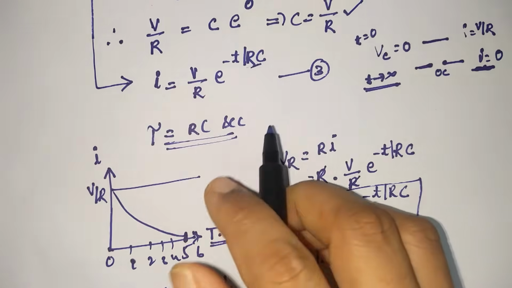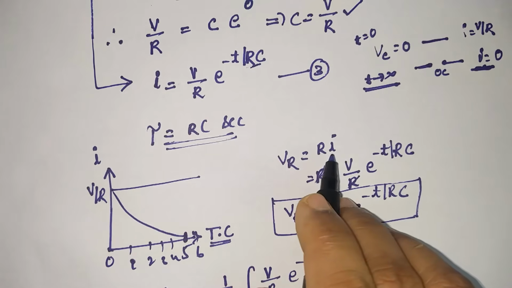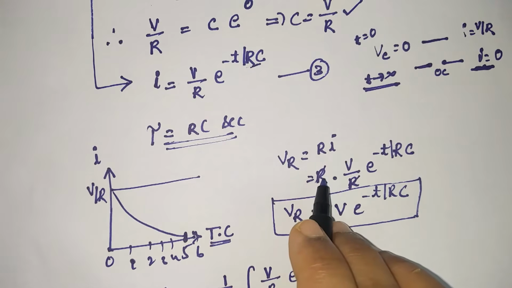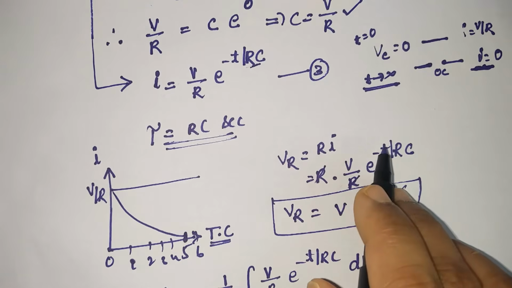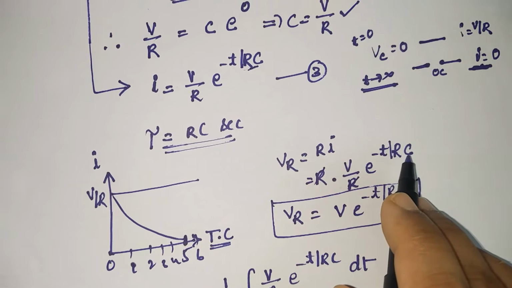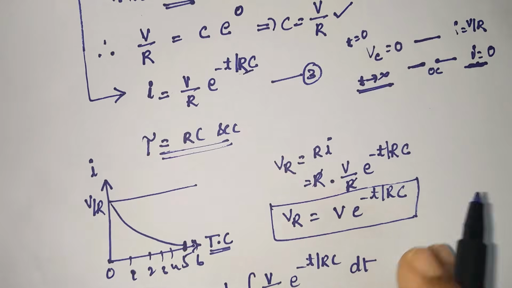Once we got the expression for current I, we can find the voltage drop across a resistor. Simple, R into I. So R into current I will be this one. So this is V by R e power minus t by RC. Okay, so R gets cancelled. Voltage across the resistor you will be getting like this.